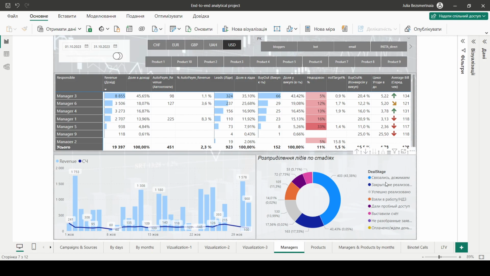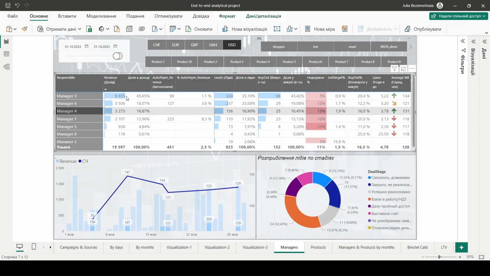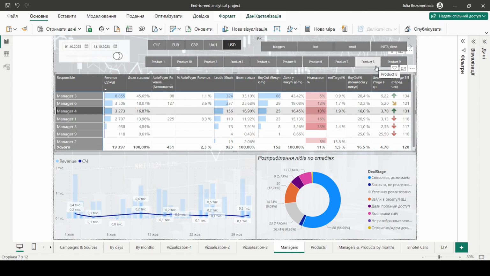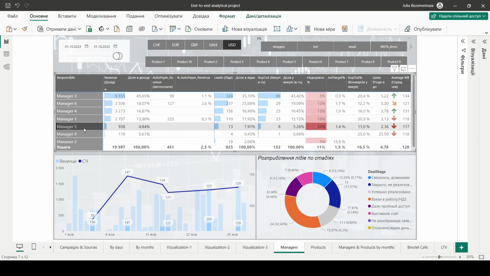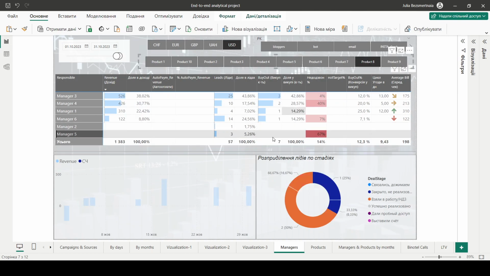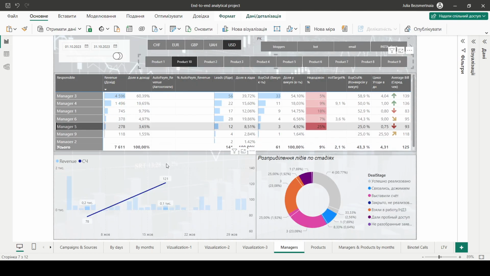And also we can see a diagram with distribution of leads by internal stages in CRM, and also we can filter it by managers or products simultaneously. Also we have a chart with dynamic of revenue and average bill. Also, I can filter by manager and product for this chart.